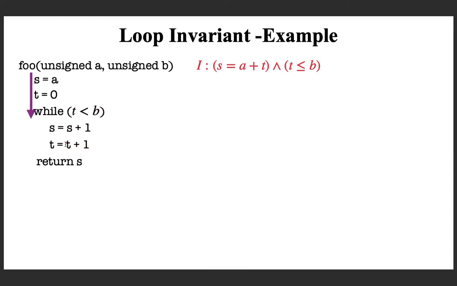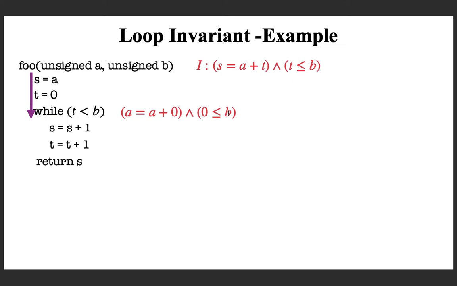So when the program control comes to it for the first time, what is the value of S? S is A and T is 0. Substitute those values here. You will get this equation. S is A and T is 0. That is why you say S, which is A, is equal to A plus T, T is 0, and T is less than or equal to B.